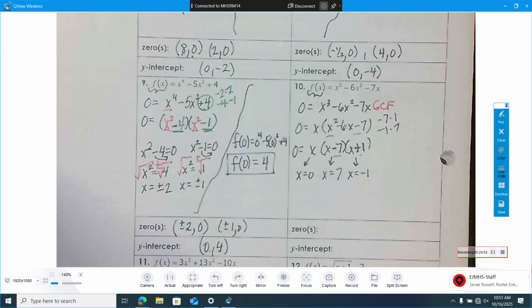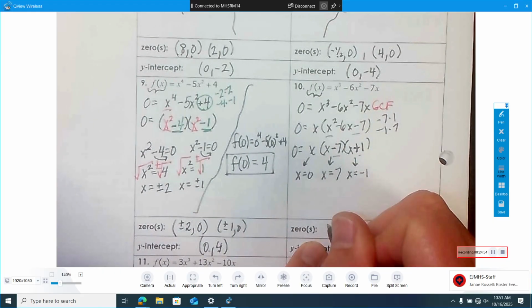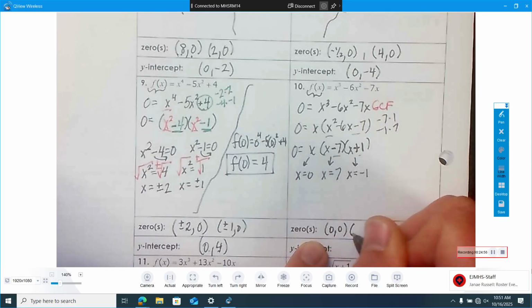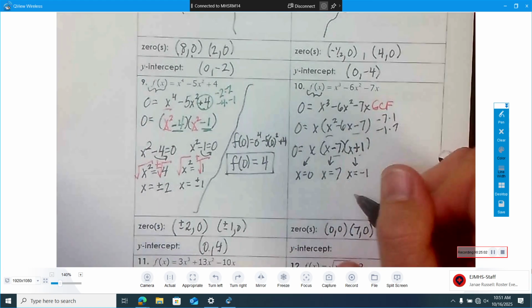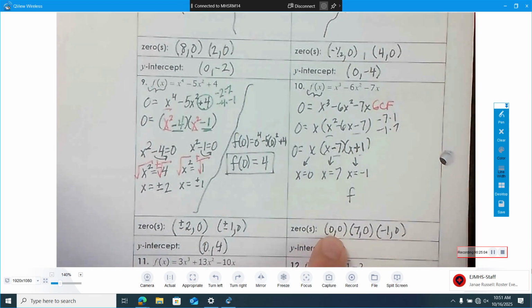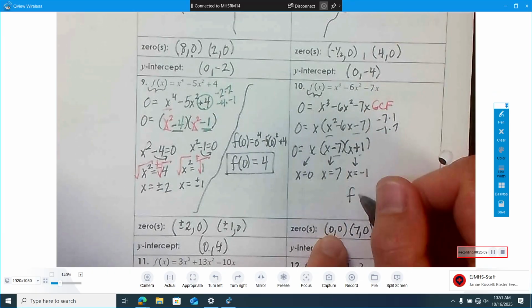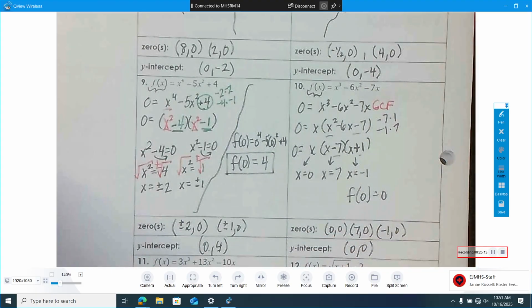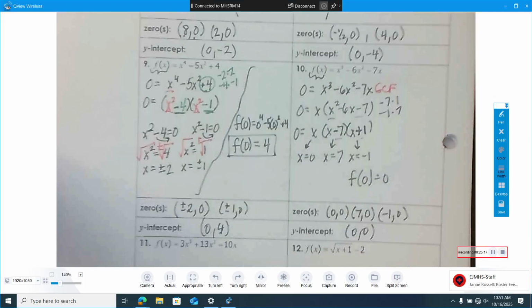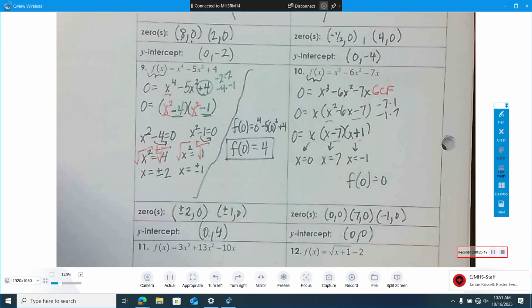Okay? So our x-intercepts are (0, 0), (7, 0), and (negative 1, 0). And our y is also 0. Anytime you get an origin, that's also going to double as a y-intercept. f of 0 equals 0, so that is (0, 0) as well. Origin is an x and a y-intercept. Questions on those? Good.